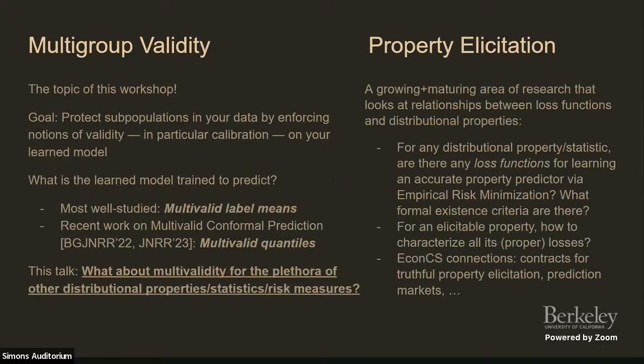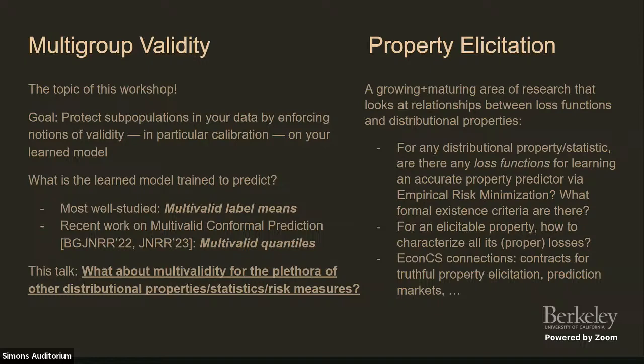Okay, so this is what we are doing here. Most of the focus has been on multivalid estimation of label means, but recently, and Chris gave an excellent talk yesterday, we've also done something nice with quantiles. In fact, the conformal prediction papers have multivalid quantile regression in the background. And today we'll talk about what else we can multi-calibrate essentially.